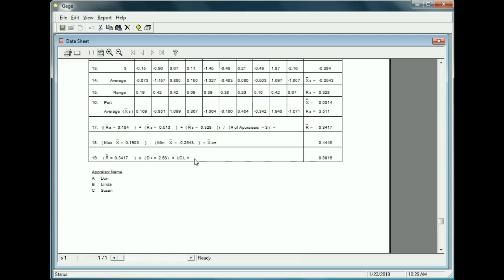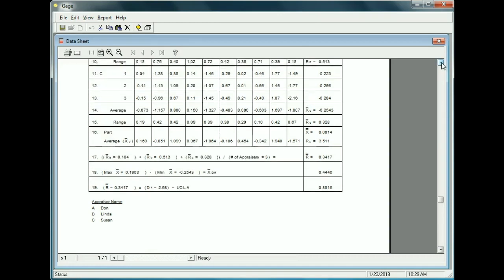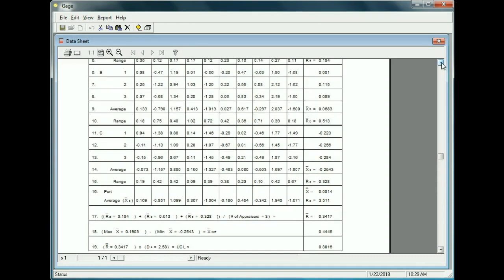And the upper control limit is calculated by taking the R double bar, which is this number here, and multiplying it by a constant. When we do that, we end up with this value here. All of these calculations are actually described in the AIAG reference book, so I'm not going to go through it in detail. But just so that we finish this particular part of the data sheet, we've calculated an upper control limit of ranges of 0.8816.